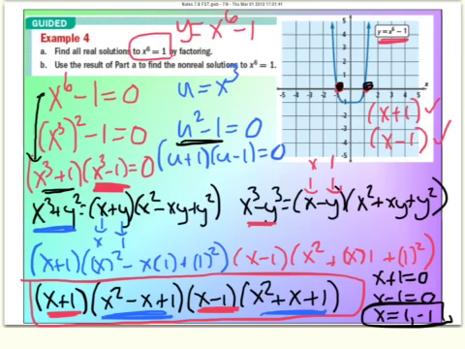Now, they do want us to do part B, which says use the result from A to find the non-real solutions. The non-real solutions, again, are going to be these two trinomials. So I want you to just take one of them and try doing the quadratic formula. I'm going to go to the next slide and set the quadratic formulas up for both of them and show you the actual answers or the roots that we get.